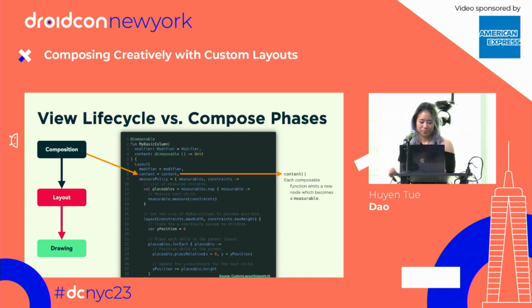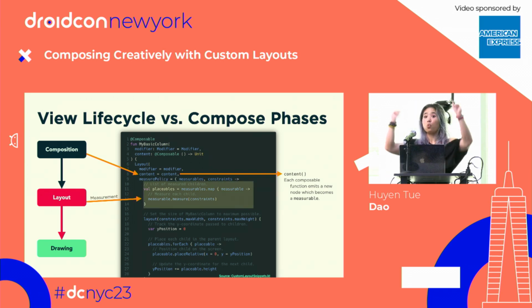So composition more or less happens in the content lambda here. That's the innards of your layout: whatever buttons, sliders, chips, drop-down menus. The actual content of the layout is in the content. As we're calling those composable functions, as they're getting invoked, emissions are getting emitted, and basically Compose is deciding what's on the screen. Now that things are emitted and we know what nodes we have in the in-memory representation that Compose creates, we need to measure these things.